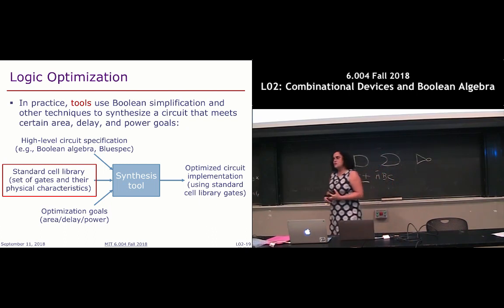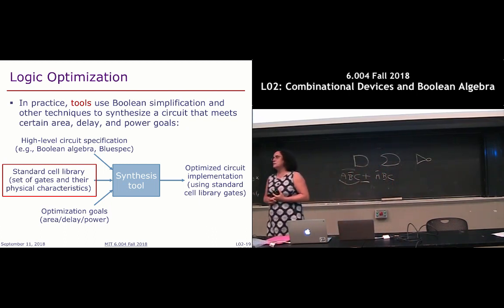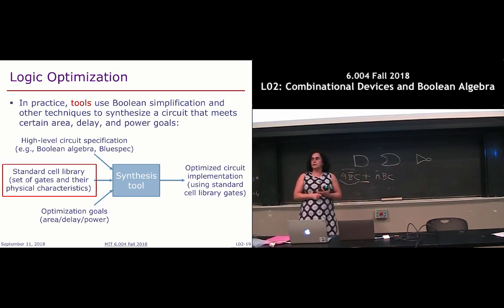Okay, so what we're going to do is we're going to use a synthesis tool instead of trying to do this by hand. And what we want to do is we're going to give the synthesis tool several pieces of information. The first is a high-level circuit description. So it's either going to be a Boolean expression, or in our case, we're going to use the Bluespec high-level description language to specify what it is that we want our circuit to do.